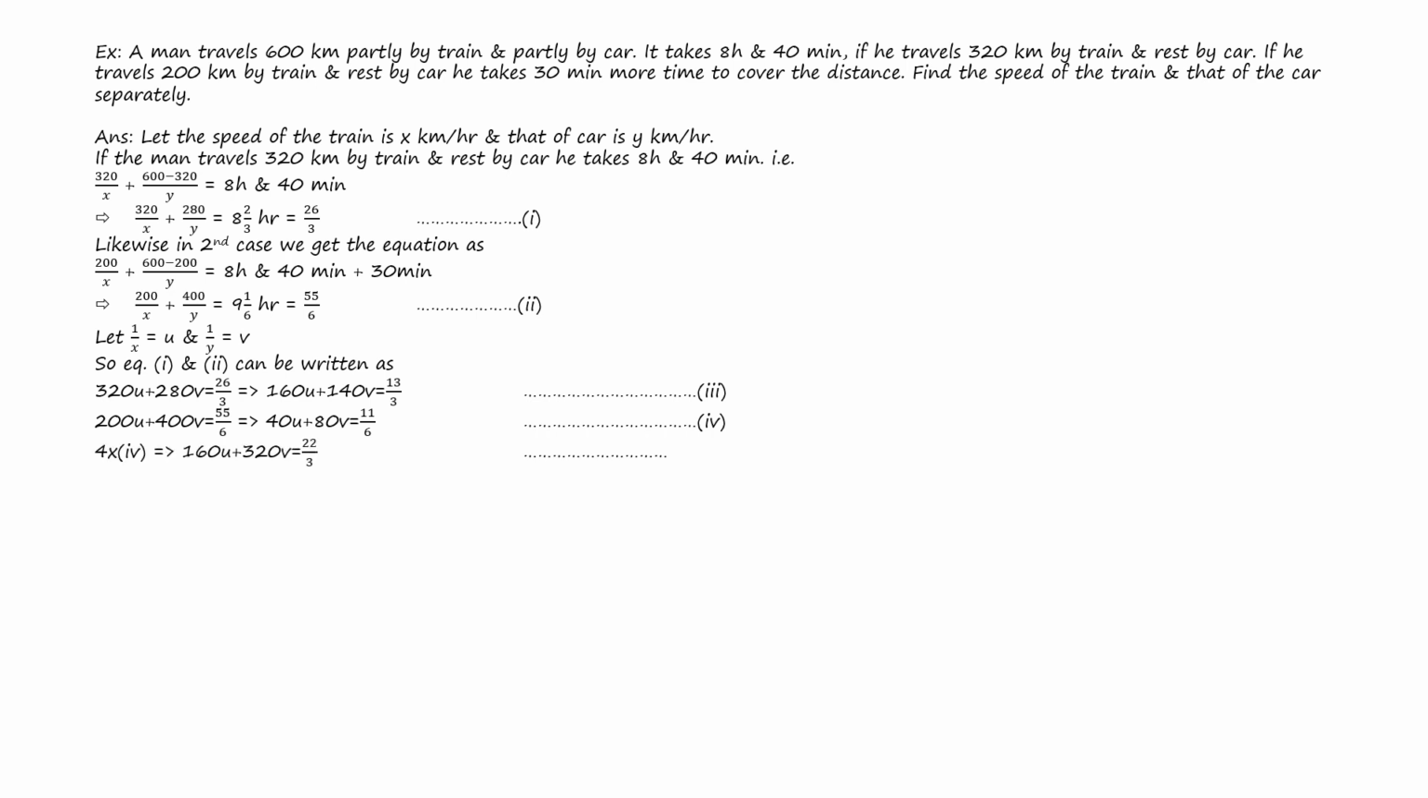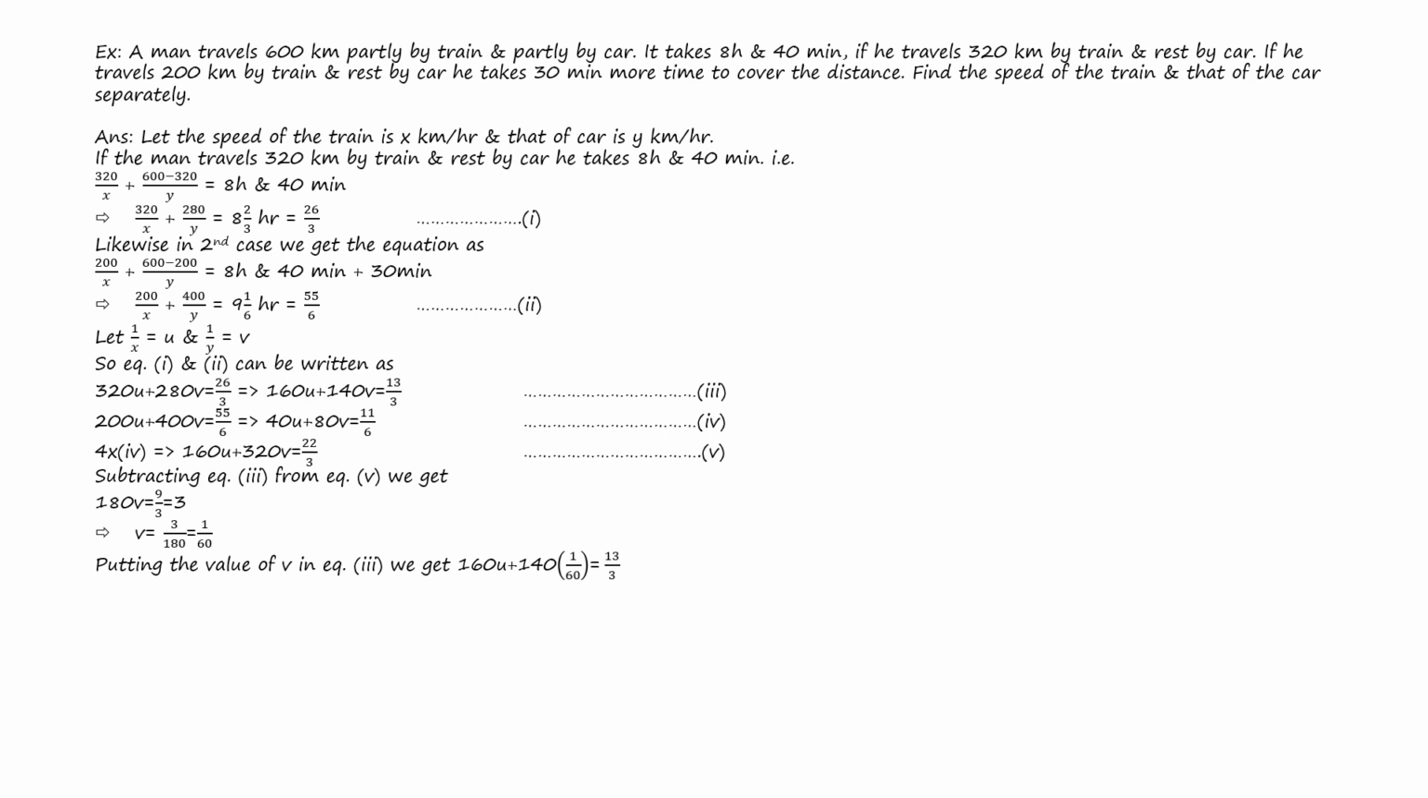Now 4 times equation 4 gives 160u + 320v = 22/3. Let this be equation 5. Now in equation 3 and equation 5, the coefficient of u is common, so we can eliminate u, so that we can find the value of v. Subtracting equation 3 from equation 5, we get 180v = 9/3, which is equal to 3, or v = 1/60.